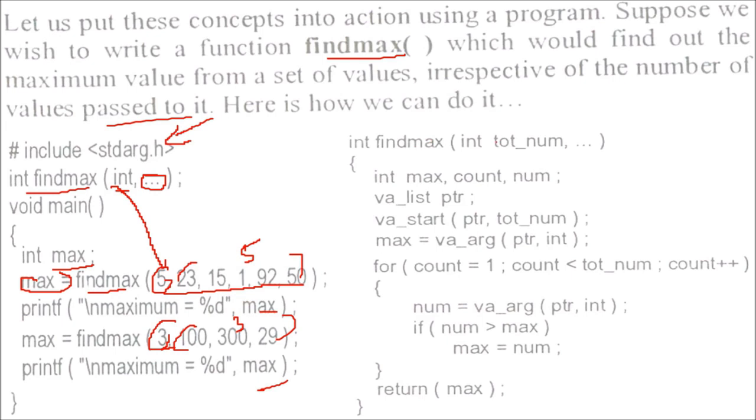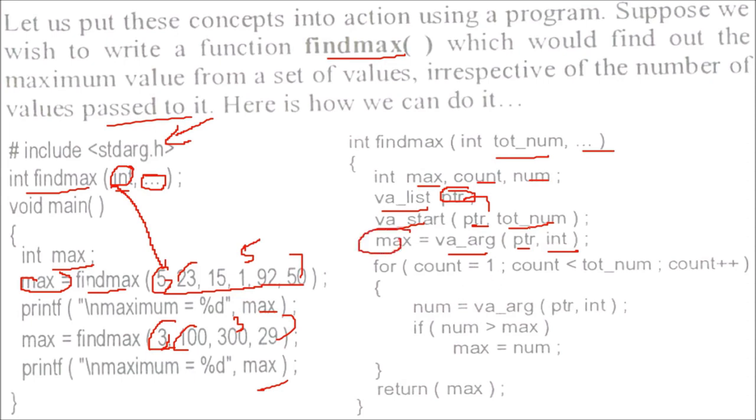In this find max, we have an int total number, followed by the dot dot dot, that is our ellipsis. So we have max, count, and num. As I said, va_list is a pointer pointing to the first element of the optional arguments. va_start has ptr, because it needs a pointer along with the total number. So this is the list, this is the ptr and total number, and for va_arg, when we pass ptr with int, we have to specify that it is int.